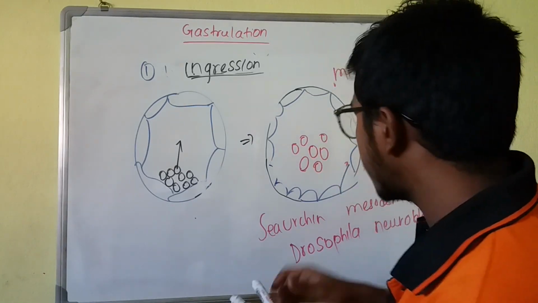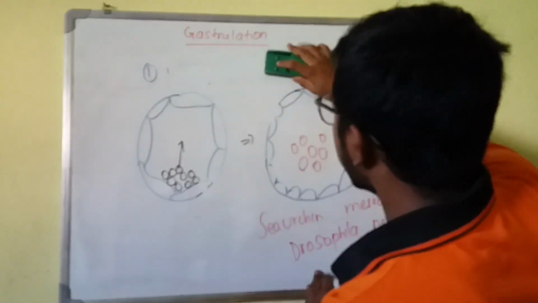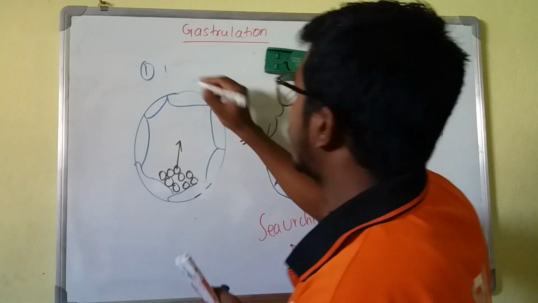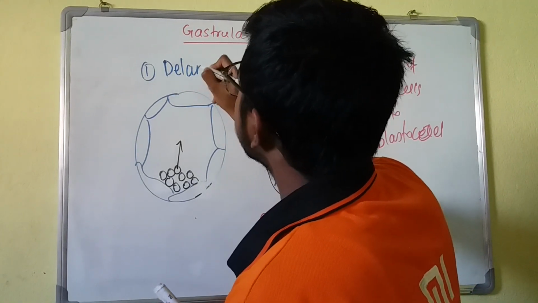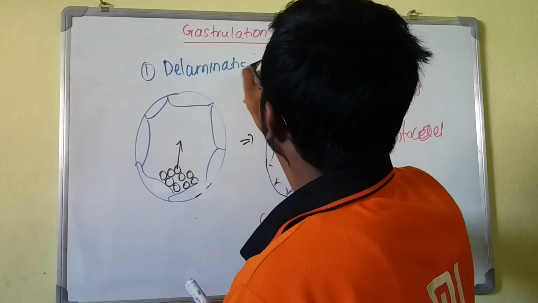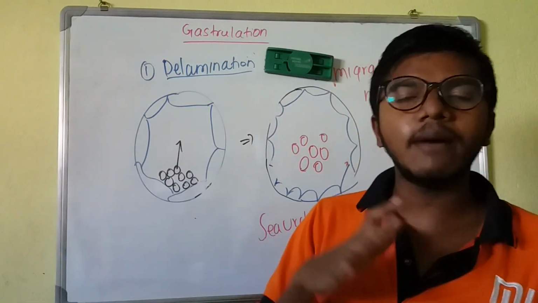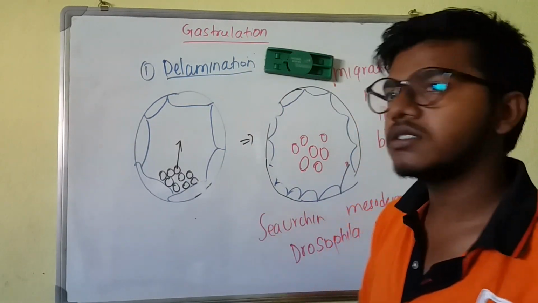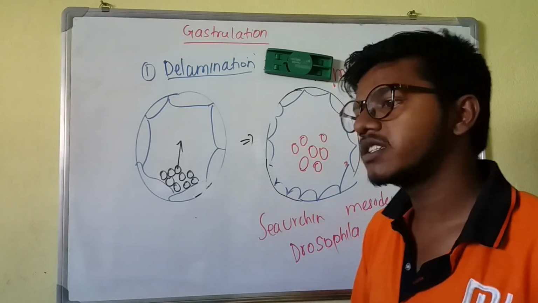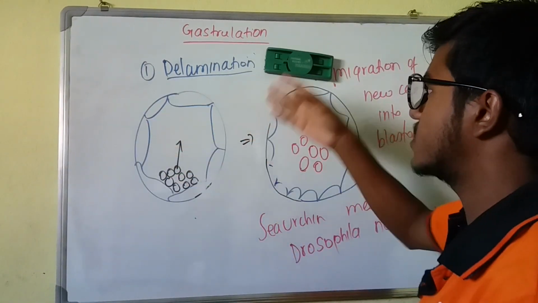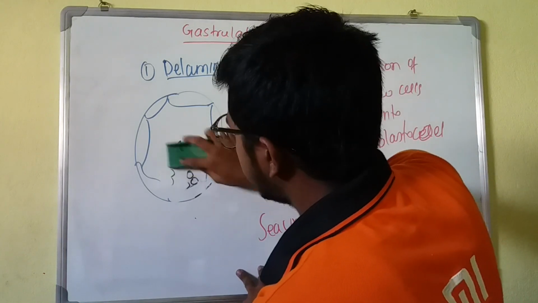Now we're talking about a new process, that is delamination. In the Nepal exams, mainly we are asked what type of process this is. We are given the definition of delamination and we have to tick the correct option among the various processes. So what actually is delamination?